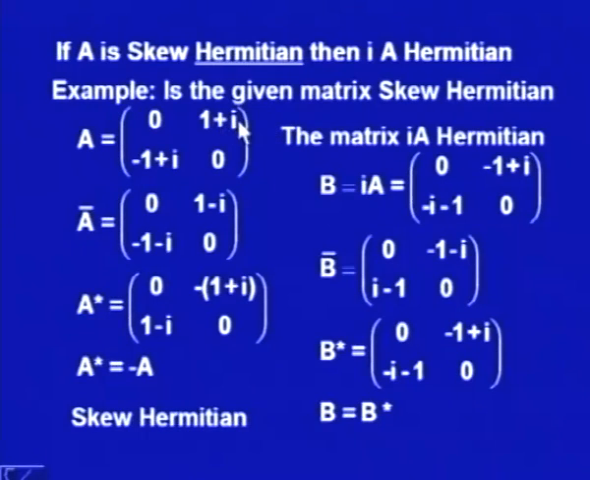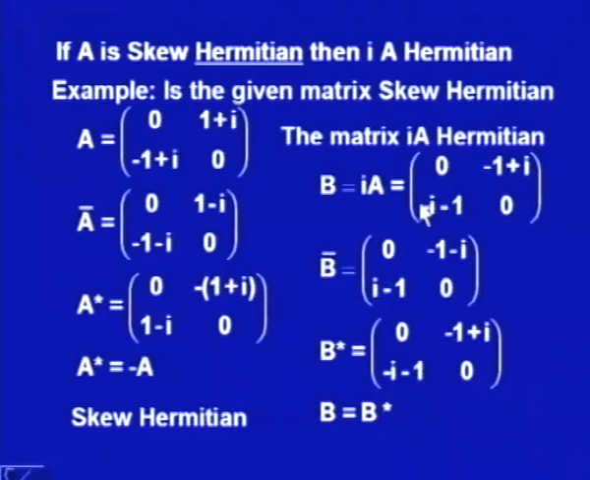Because i into i is minus 1 and 1 into i is i, this element will become minus i, minus 1, and 0 remains as such. So, this is B as i times A. We calculate its conjugate. So, conjugate of minus 1 plus i is minus 1 minus i, and conjugate of this is minus 1, and this minus i will become plus i.